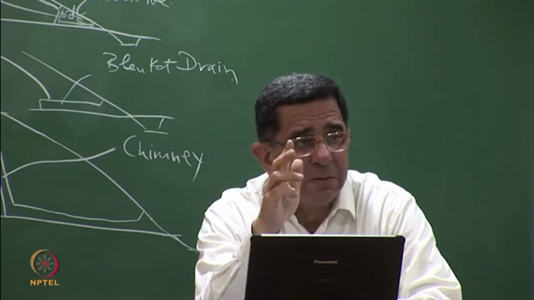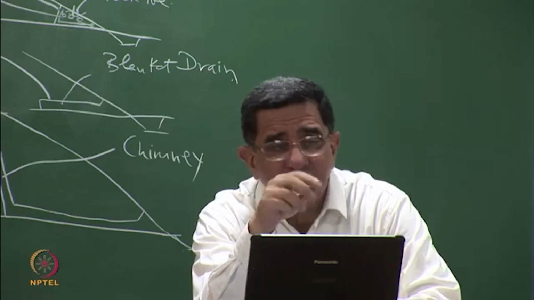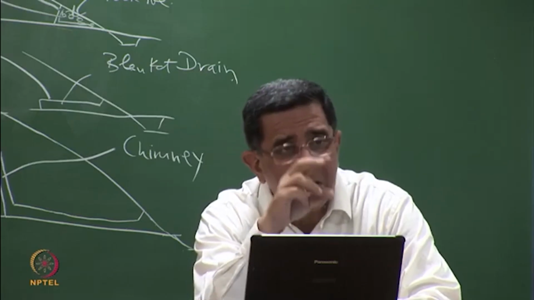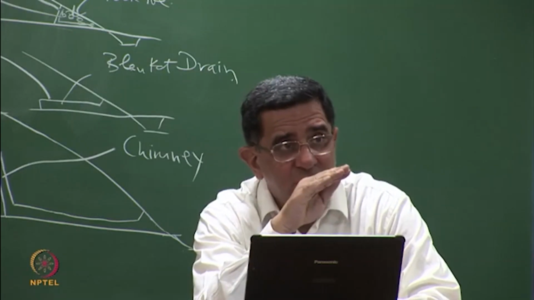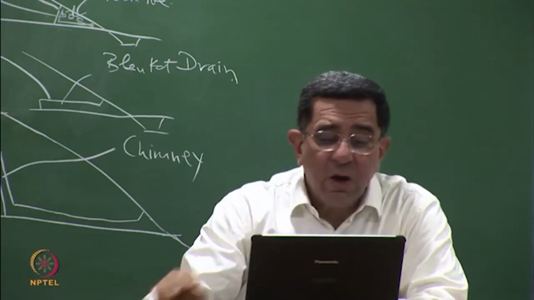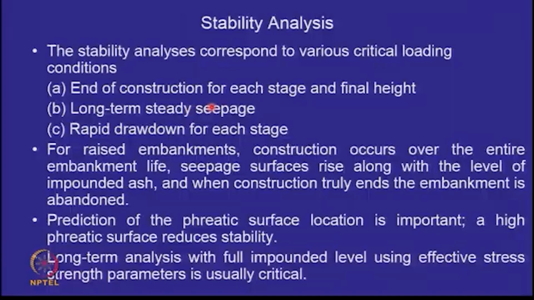End of construction is only for the staged embankment. That means staged embankment means each increment of raising 3 meters, 5 meters, 6 meters, the height of the embankment is not very large. But long-term steady state seepage, in steady state seepage, which slope do we analyze, downstream or upstream?